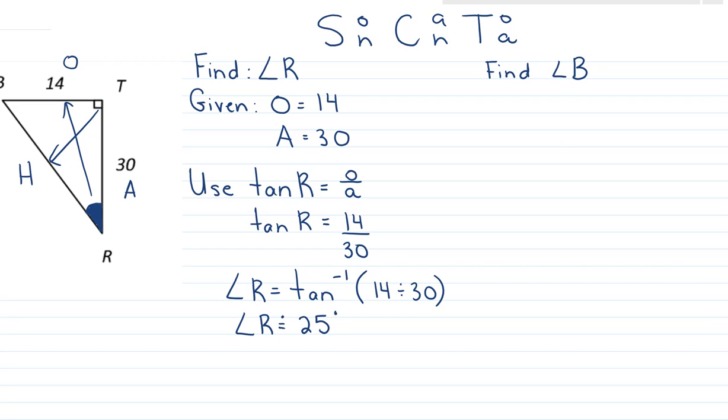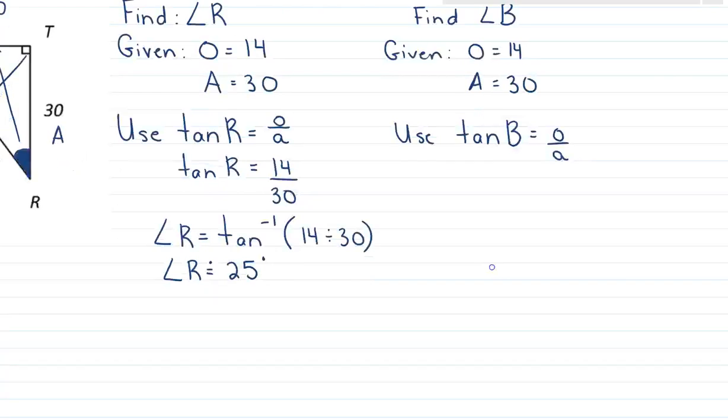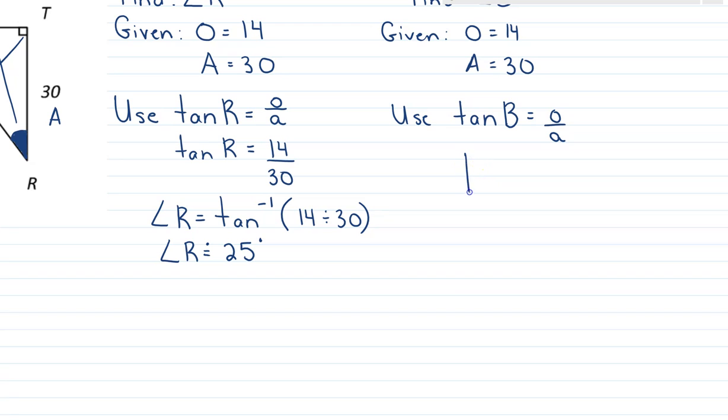And okay, let's find angle B. It's kind of the same, right? What else is given? Yeah, it's the same stuff. So we're given O and we're given A, which is OA, which is part of which ratio? Tan, TOA. So we use tan of what angle? Tan B. Tan B this time. Capital B. Same ratio. O over A.